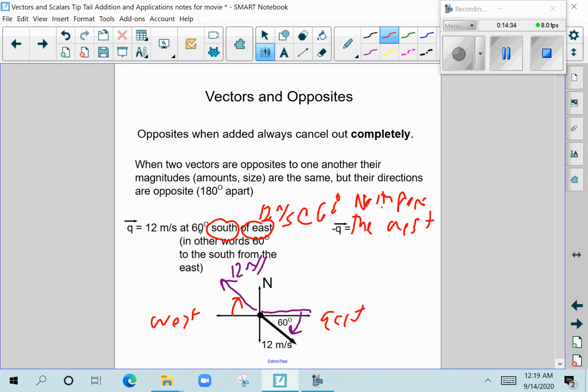The magnitude of the angle and the magnitude of the vector length itself don't change at all. I'm doing nothing with those things. I'm only changing my exact axes and references. East becomes west, 180 degrees apart from each other. South becomes north, again 180 degrees apart from each other.